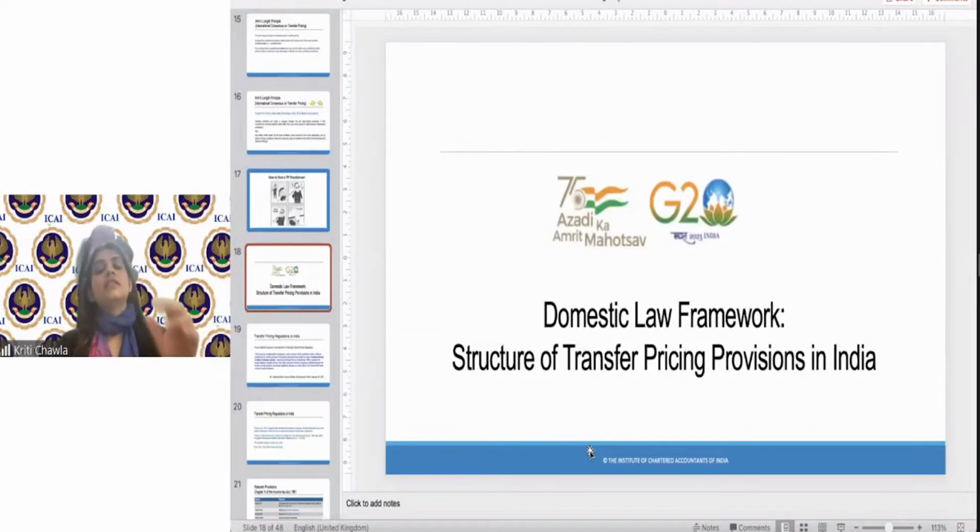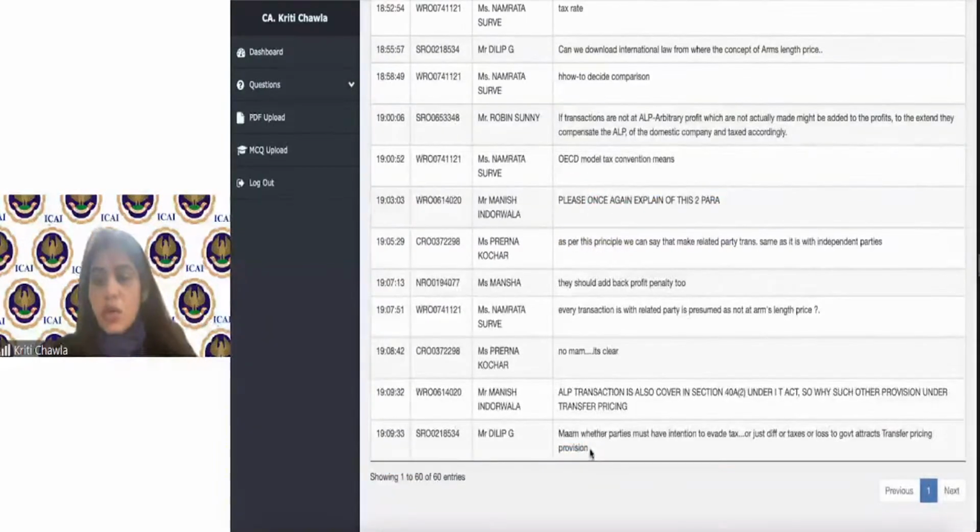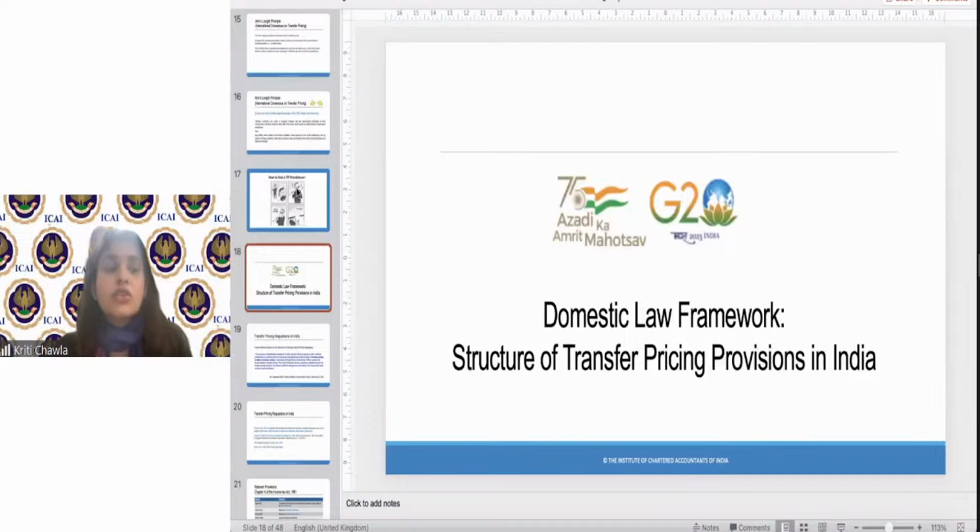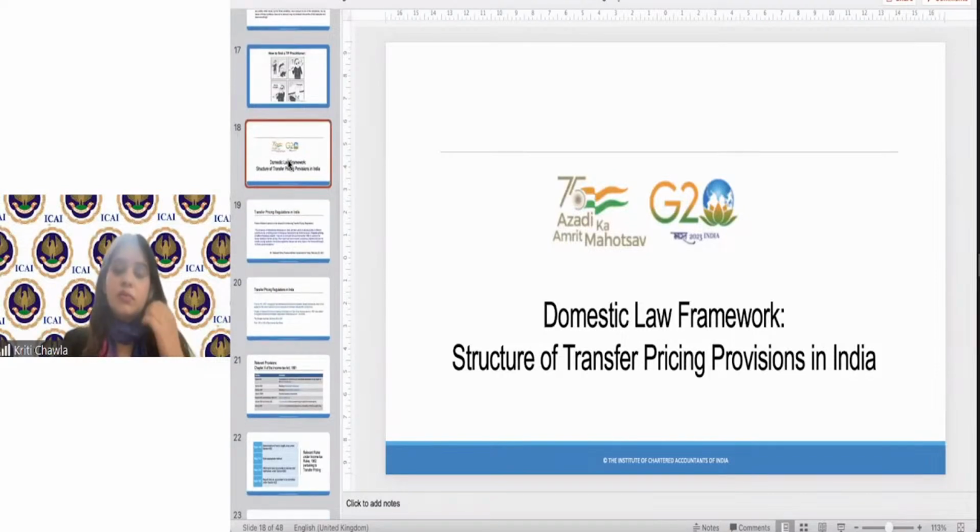When it comes to transfer pricing, just to address that question, there is always a tax avoidance strategy in place. So as to make sure that there is no tax avoidance strategy, we have transfer pricing provisions in India. So, whether the intention is to evade tax or not, it is clear from the transfer pricing provisions that actually happen. So let's discuss the domestic transfer pricing framework.